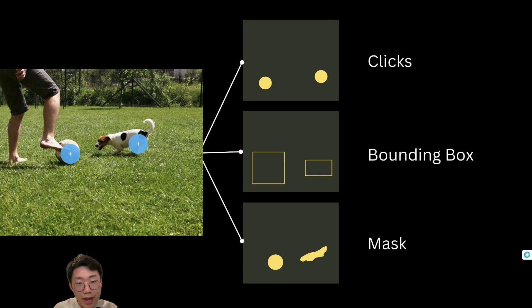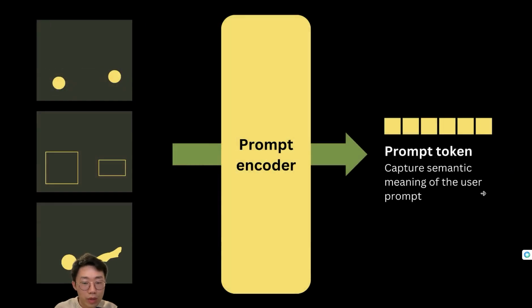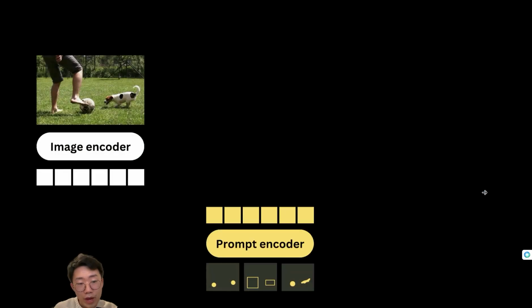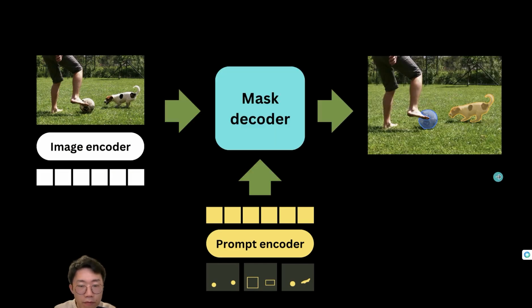Next, a user can add different prompts on each frame. Those prompts are not our common text prompts. They are more like visual prompts, including point clicks, bounding boxes, or masks on top of the image. Those prompts will go through a prompt encoder, which will generate a prompt token that captures the semantic meaning of what the user prompt is. So for each frame, we have the image embedding created from the image encoder, as well as the prompt token converted from the prompt encoder. Both of those will be fed to the mask decoder, which will be used to predict the masklet. And what you see here is basically the SAM1 model, which is able to segment objects within an image.